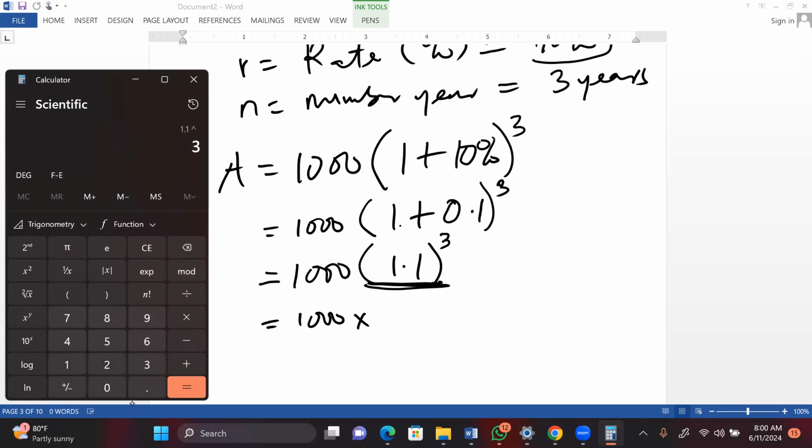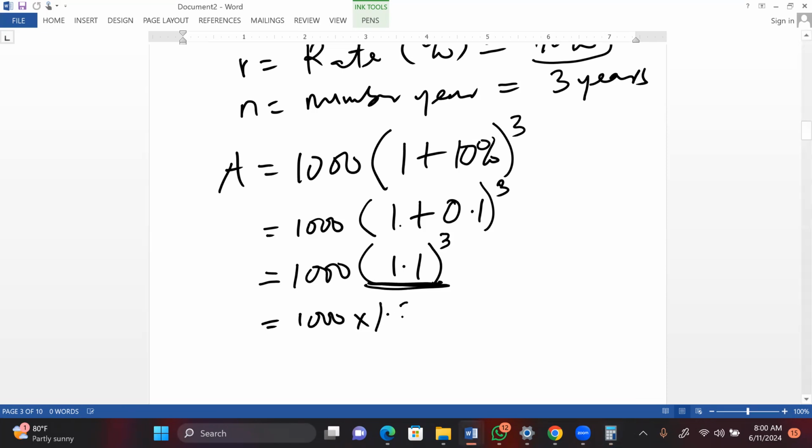You know how to do that on your calculator. On your calculator, you type 1.1, then press the key that has x raised to power y, then put 3. You understand? Then I press equals, and it will give me 1.331. When you multiply it, you get 1,331. So that is going to be the amount.